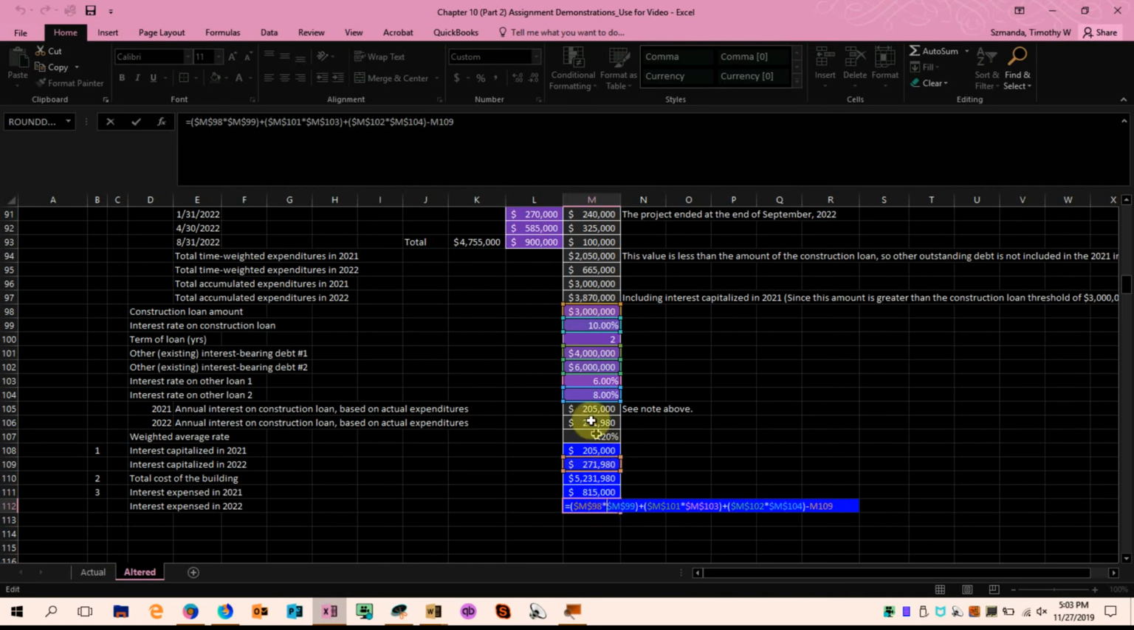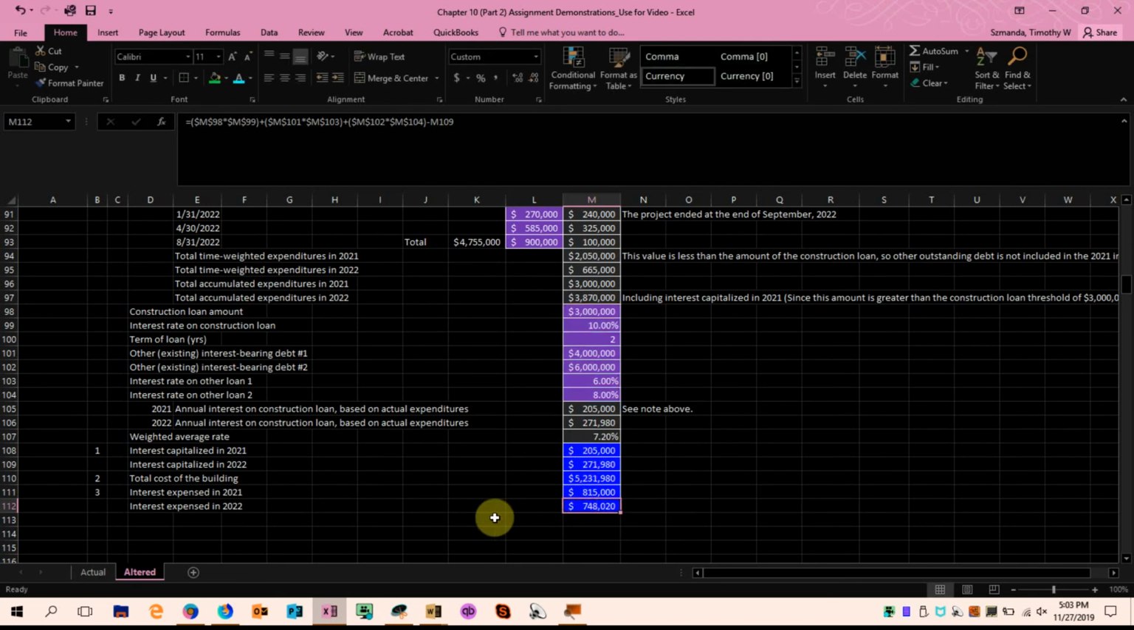We do the exact same thing for year 2. Same procedure, 10% times $3 million, plus 6% times $4 million, plus 8% times $6 million. And then we're going to deduct the $271,980, the amount capitalized in 2022, the second year. And that will be the amount that will hit the income statement for interest expense. They do tell us that these loans are outstanding all year, so we don't need to fractionalize the interest rate. Those loans are outstanding in all of 21 and all of 22.